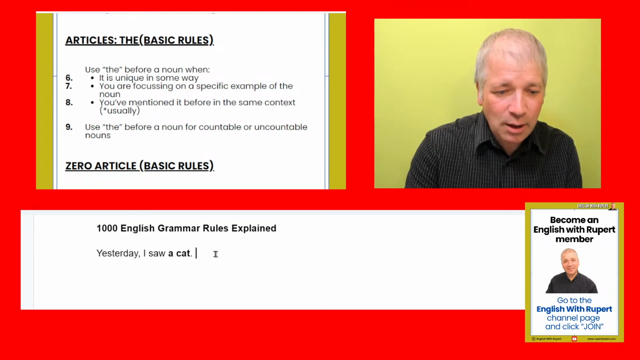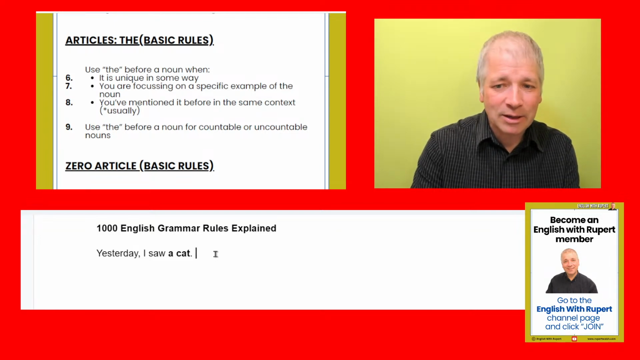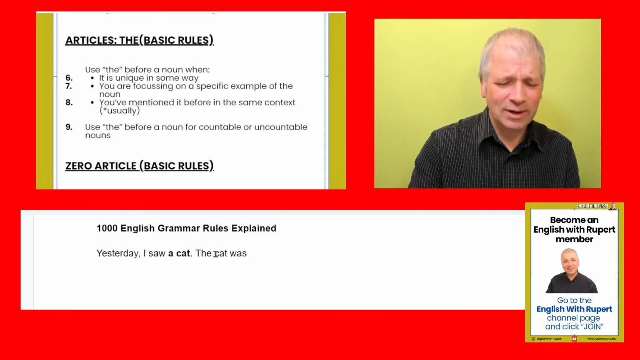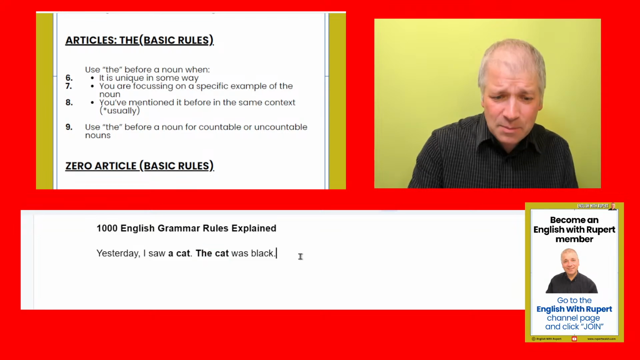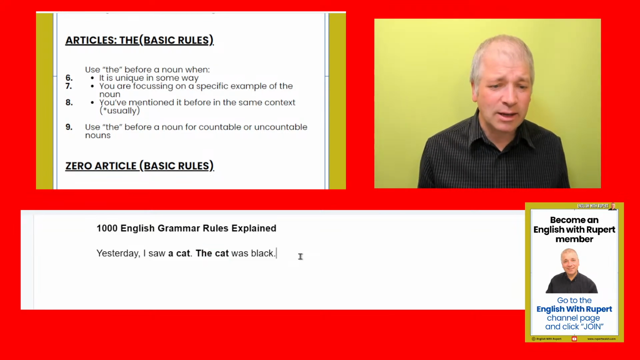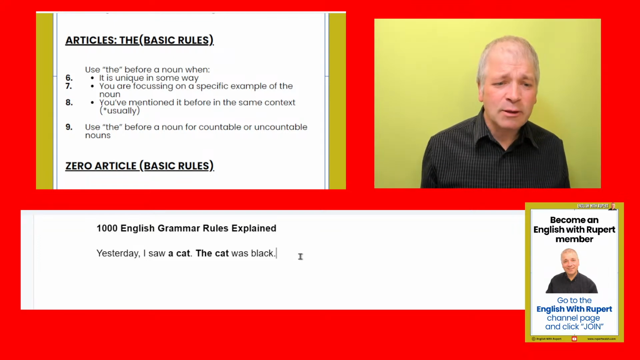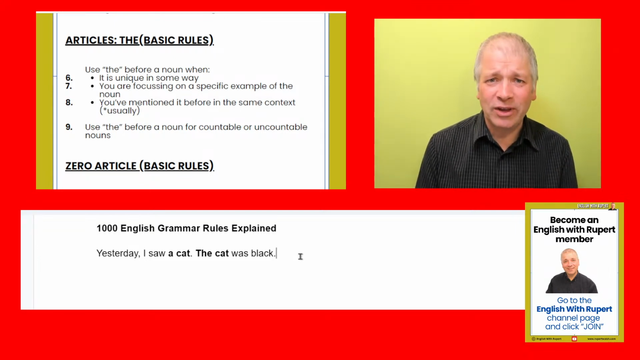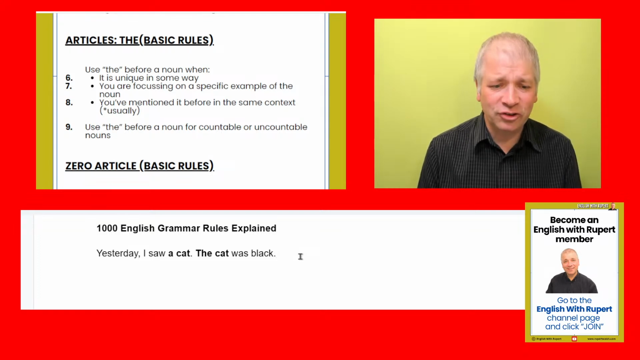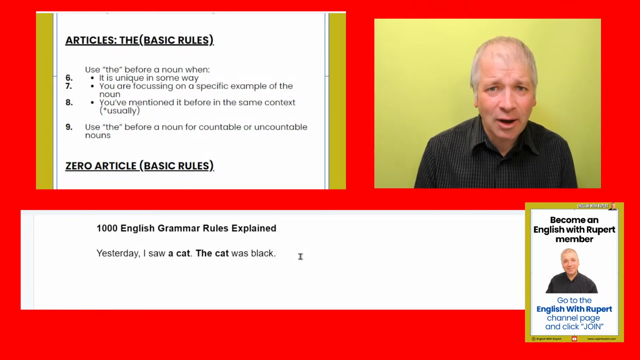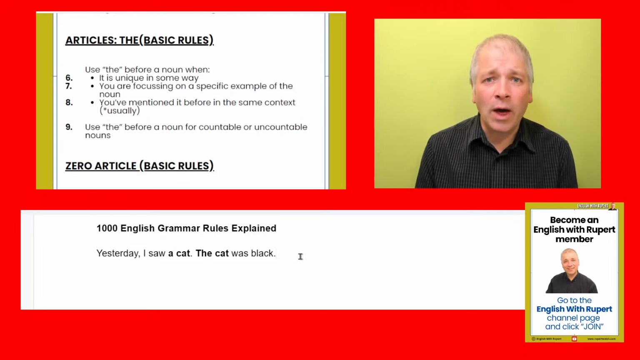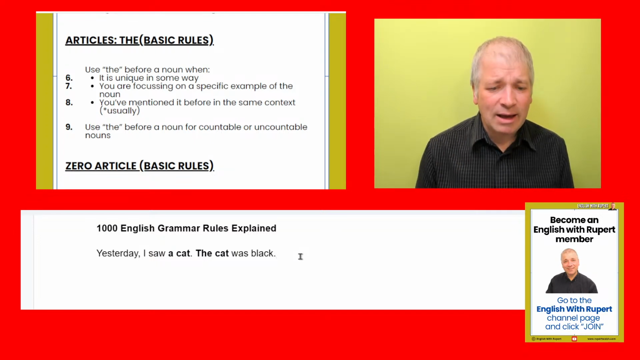So yesterday I saw a cat. Now I'm going to go into the second sentence. The cat was, what colour shall we have? Let's say black. The cat was black. So here I'm talking about the same cat, but now it's the cat. Yesterday I saw a cat. The cat was black. And this is because I've mentioned it before in the same context. It's the second time I've mentioned it. And usually, I'm going to come to an exception in a moment, usually when you mention a noun for a second time, then we switch from a to the. So yesterday I saw a cat, the cat was black.